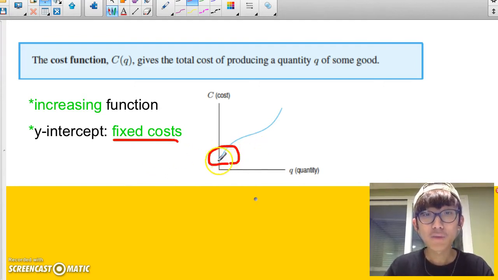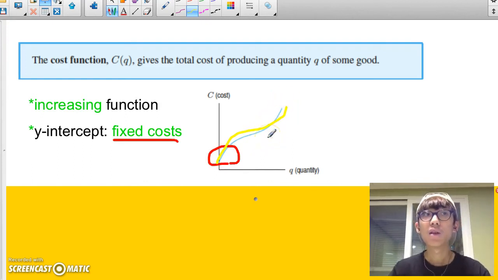And as you can see from the graph here, first it's concave down, then it moves concave up. This is because producing larger quantities of goods is more efficient than producing smaller quantities of goods. But later on, as you produce too much, because resources are scarce, the costs of producing the goods would increase sharply.